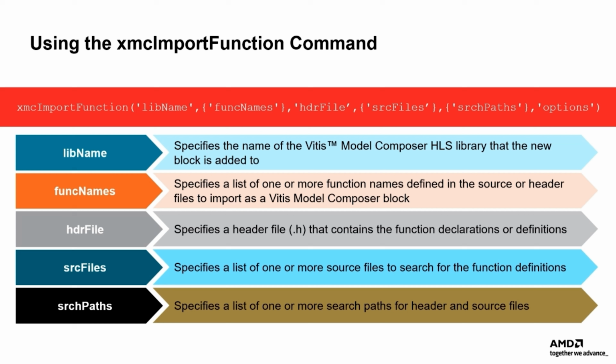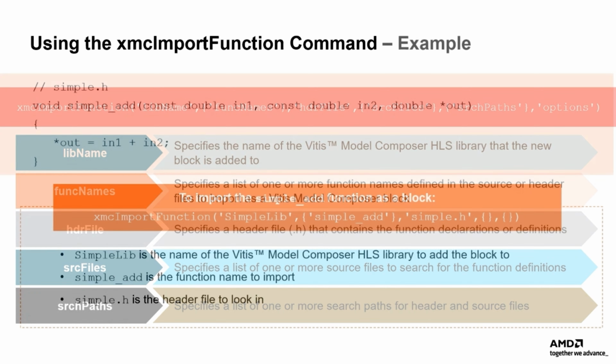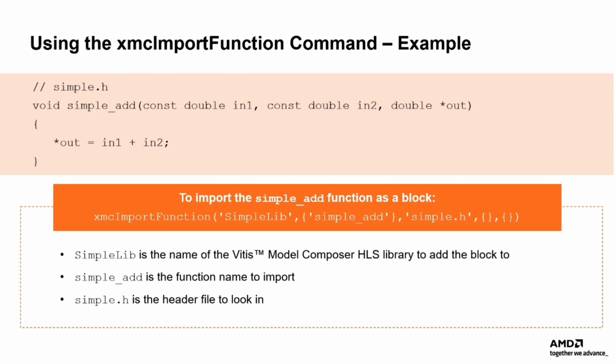SRC-H paths specifies a list of one or more search paths for header and source files. An empty set indicates no search path, in which case the code is looked for in the current folder of the MATLAB tool. As an example, the following simple.h header file defines a simple add function with two double precision floating point inputs and a pointer output. The function simply adds the two inputs and returns the sum as the output.